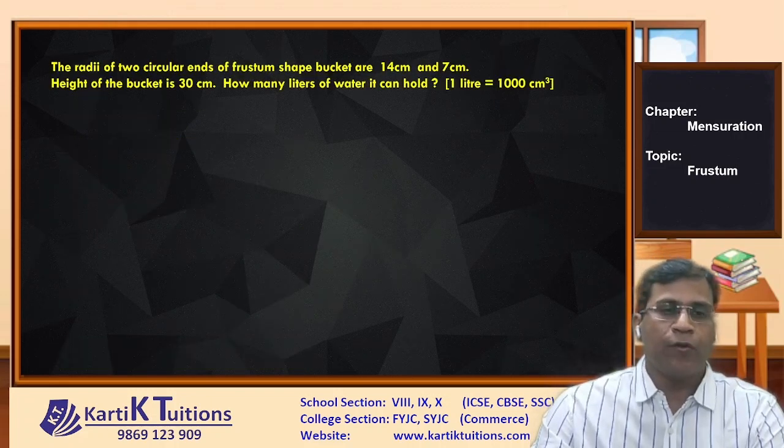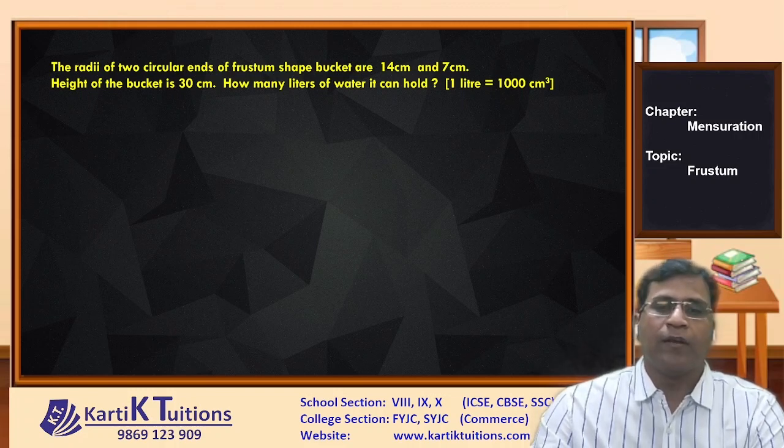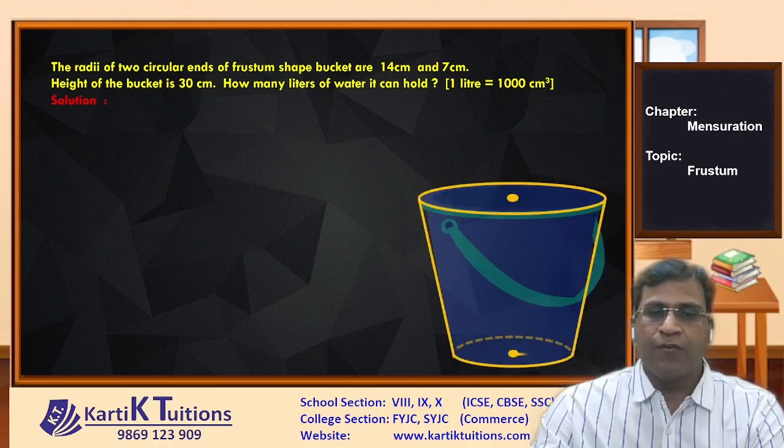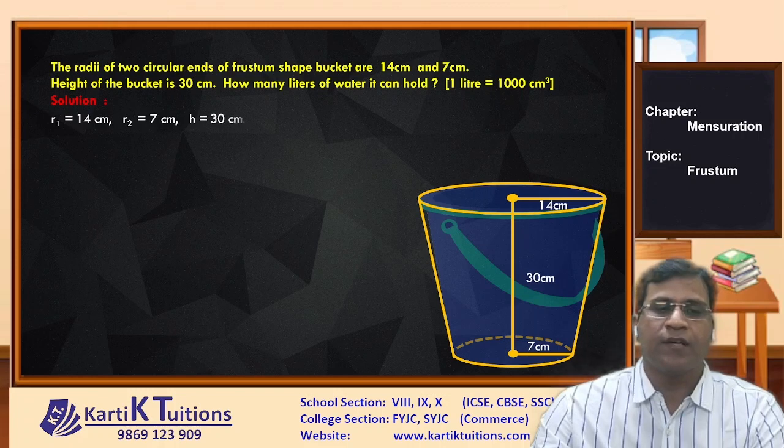The radii of two circular ends of a frustum shaped bucket are 14 centimeter and 7 centimeter. Height of the bucket is 30 centimeter. How many liters of water can it hold? Now see, there is a bucket of frustum shape where R1 is given to us as 14 centimeter and R2 is given to us as 7 centimeter. And the height of the bucket is given to us as 30 centimeter. Now, how many liters of water can it hold?